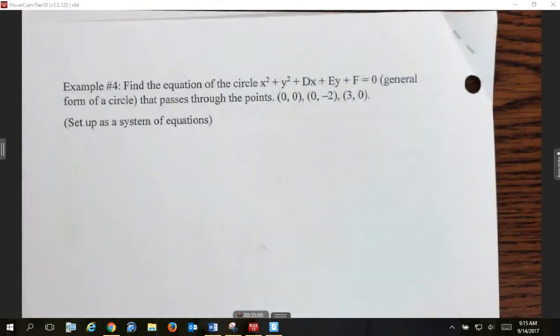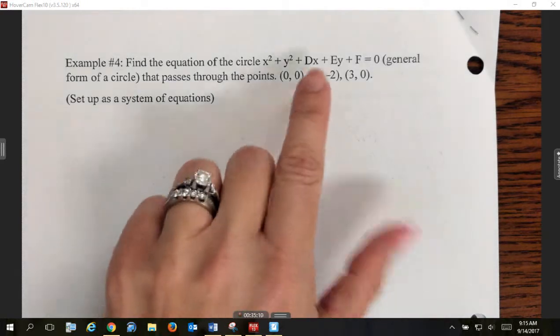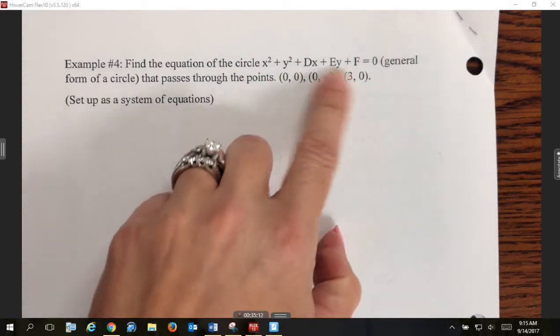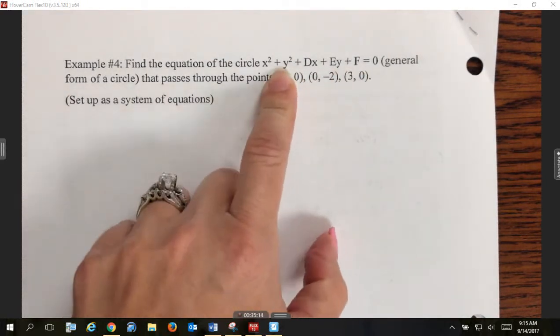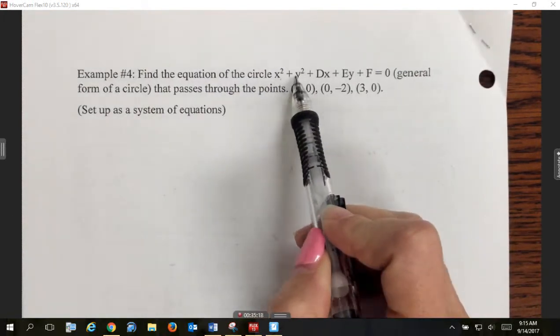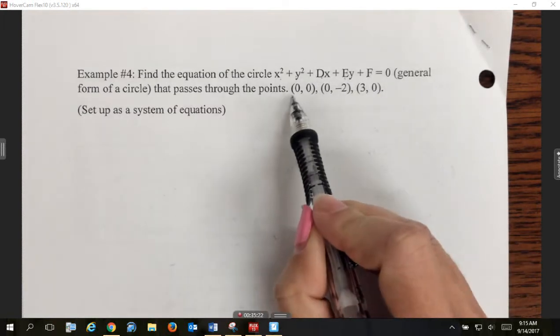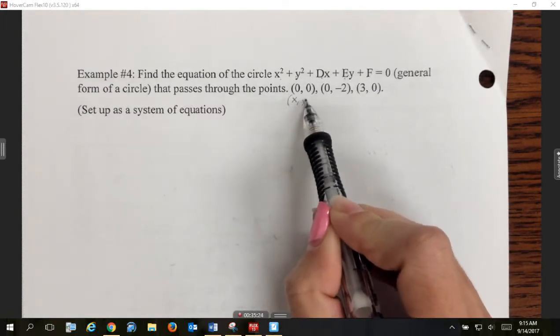Last example, very similar to that one that we just did, only different equation. This time it's a circle. We have not learned how to graph circles in this form, but we can still write the equation in this form. You'll see we've got x squared and y squared. We've got dx, ey, and then an f equals 0. So we're still using this x1, y1 thing.